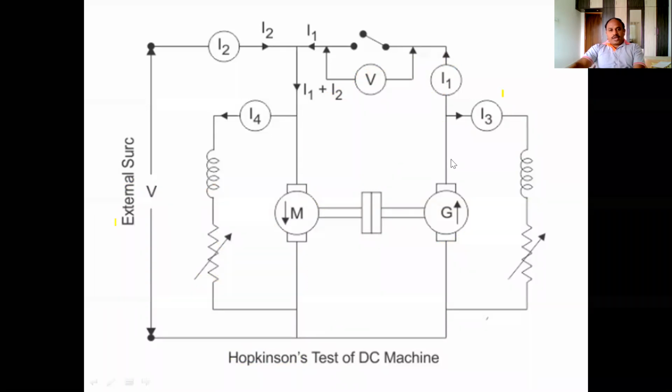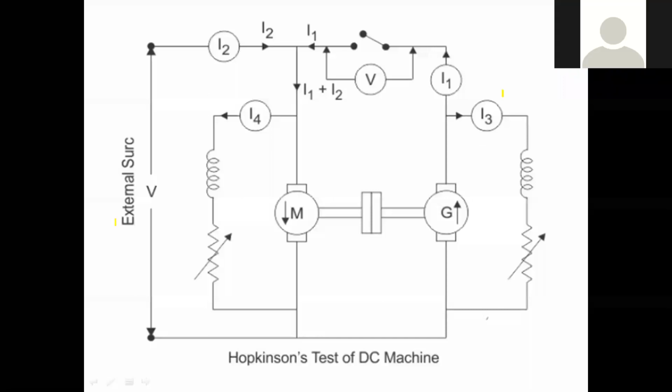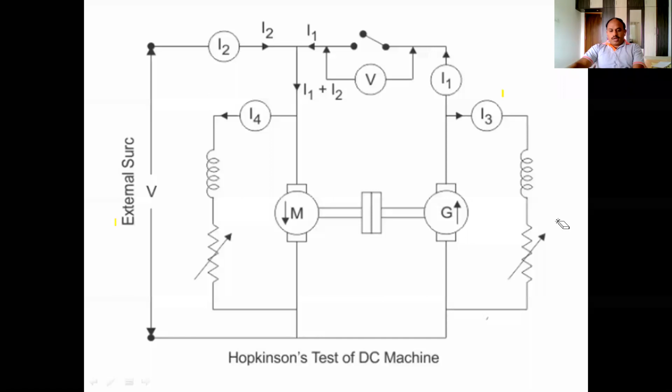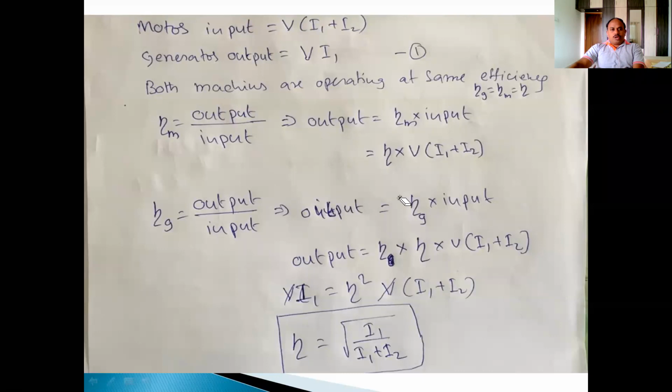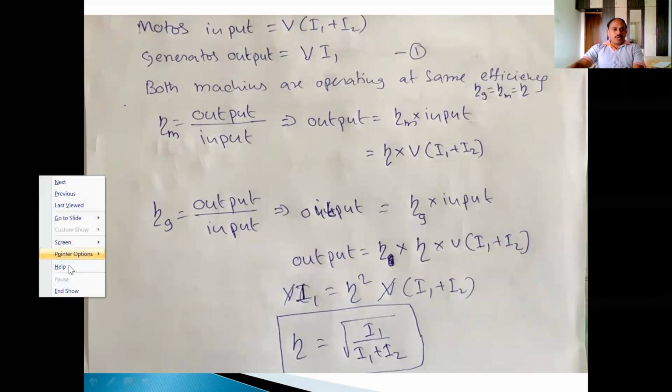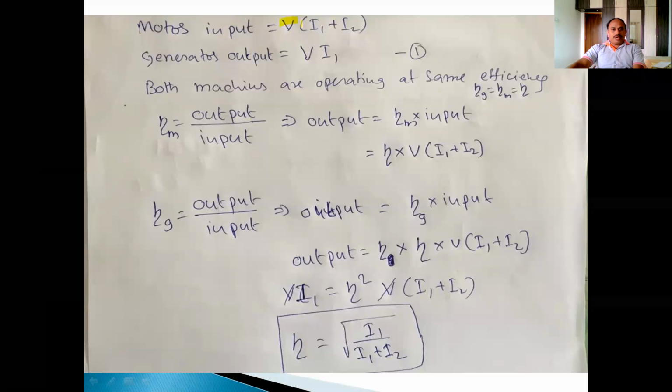So this is the circuit diagram. Next, how efficiency is calculated. Remember the motor input. Motor input equals voltage across the motor, which is V.